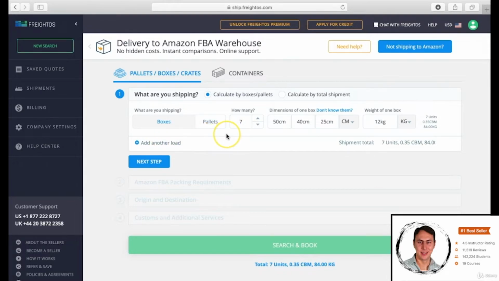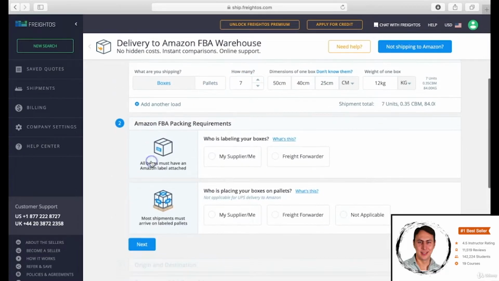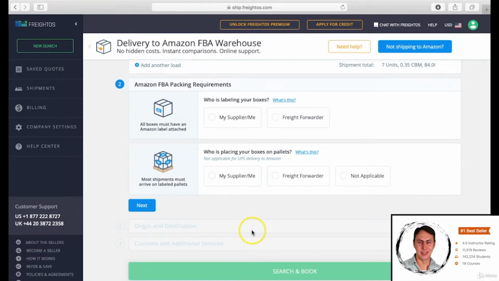For example, let's say that you have 7 units of products with 50-40-25 type of boxes and 12 kilograms for each. And you are putting 50 in each of the boxes, and there is another box that you will put just 25 in. Surely, this box won't be the same size as the others, and its weight probably will be half. For this situation, you should click Add Another Load below the section, choose the quantity, and fill the product sizes and weight in the blanks.